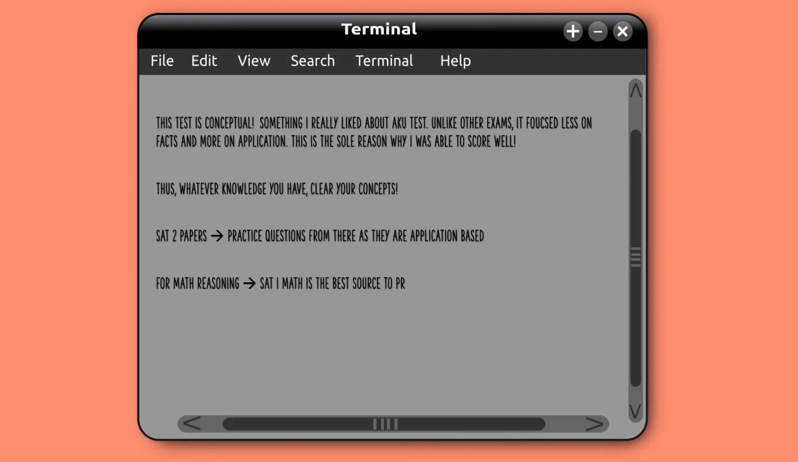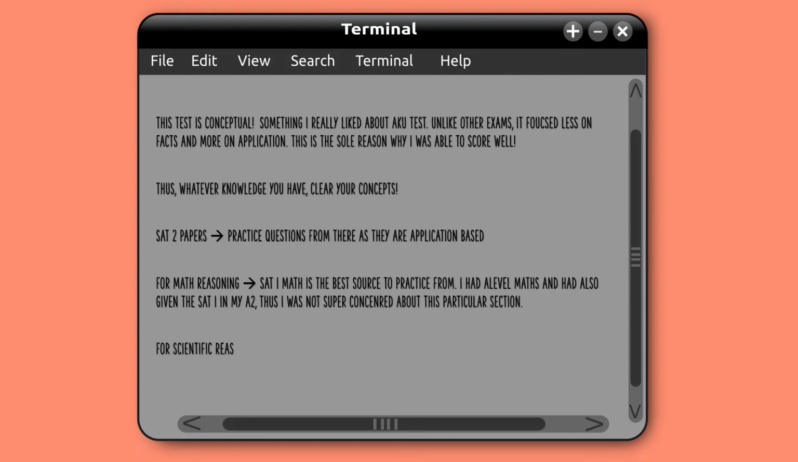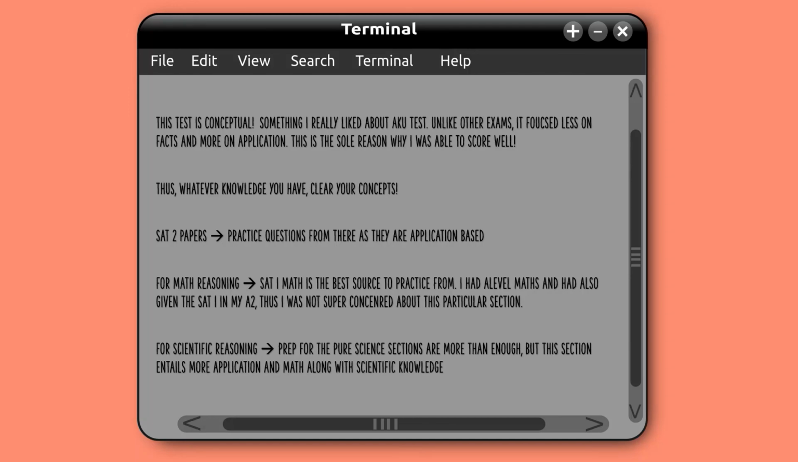But the one thing that I definitely recommend is doing the SAT2 papers. Practice the questions from there as they are based on application rather than knowledge. Well, let's not also forget that there are 2 other sections in the AKU test, the math reasoning and the scientific reasoning. For math reasoning, SAT1 math is the best resource to utilize.